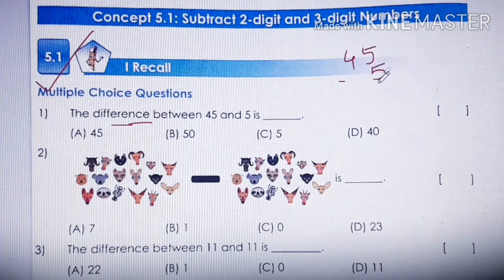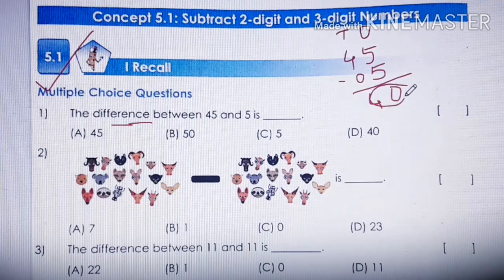Ones place. Okay. Here it is ones. Here it is tens. Clear? So if there is no number, we can put it 0. 5 minus 5 is what, children? 0. And 4 minus 0 is what? 4. So what difference do we get, children, here? 40. Okay. That is option D.